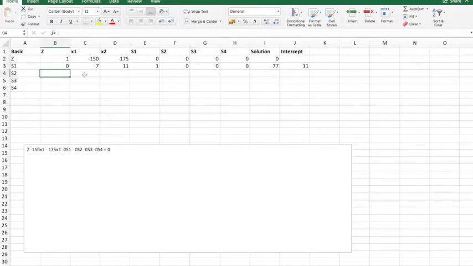Okay, our second inequality, we had 10x1 plus 8x2. We introduced slack variable 2, and that was equal to 80. And our y-intercept here is 8, and we do the same for the rest.